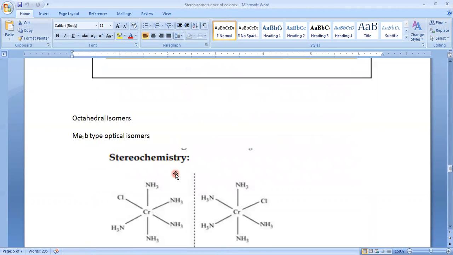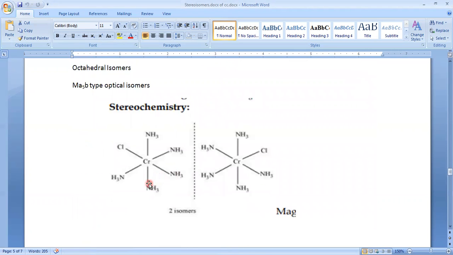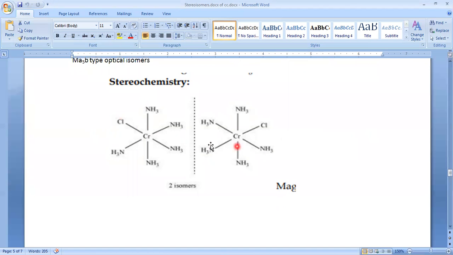Next, stereochemistry. Now look at another example, type MA5B. That means all six are monodentate ligands; out of six, five are the same and one is different. This is the geometry for optical isomerism. Here Cl is oriented on the left hand side in the first enantiomer, and in the mirror image it is oriented on the right hand side. These two are non-superimposable mirror images, so we can say these are enantiomers.